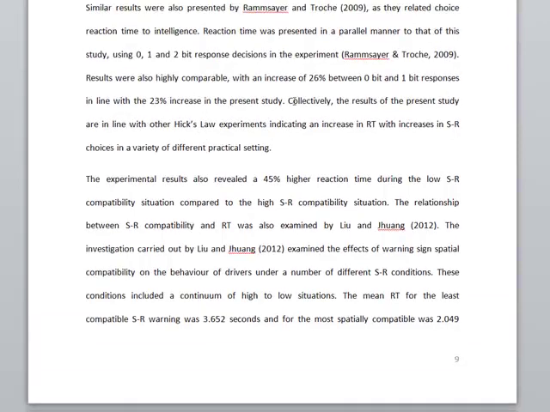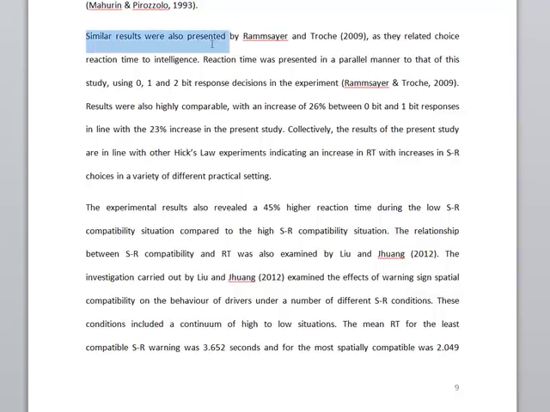So here, this paragraph talked about similarities between the experiment data that you have versus the experiment data from another study. And it talks a little bit about the nature of the change. And then at the end it says, collectively the results of the present study are in line with other experiments, indicating that when this happens, that happens. So when there's increased reaction time, you get increased choices. So what this is saying is an evidence-based outcome.